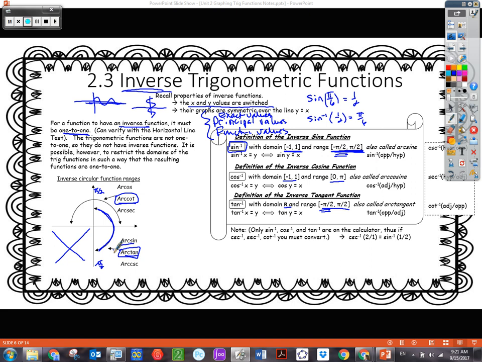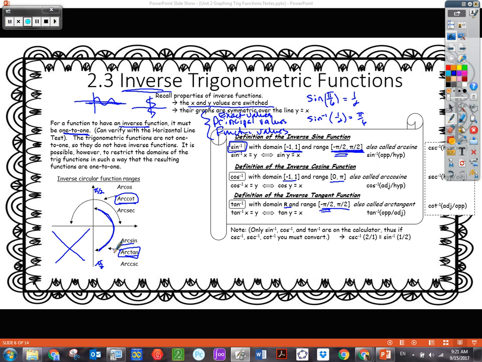Now, your calculator is not as smart as you are. Your calculator actually can only give you function values of the inverse trig functions. It cannot give you anything else. It can't give you relation values. Okay, I will show you how to do relation values. We are going to have to find those in the next example, but I will show you.